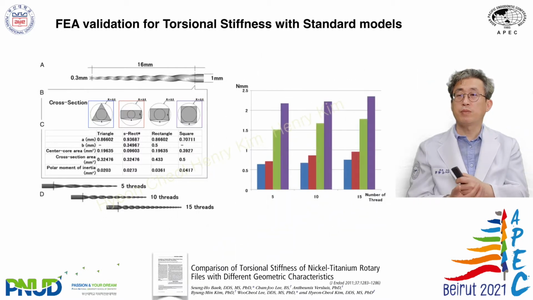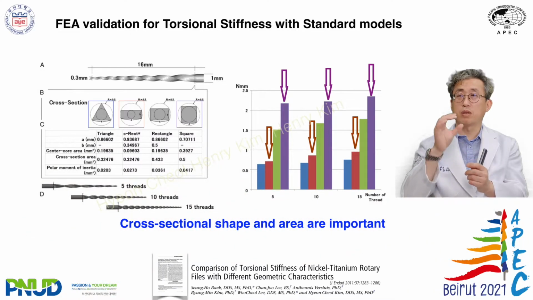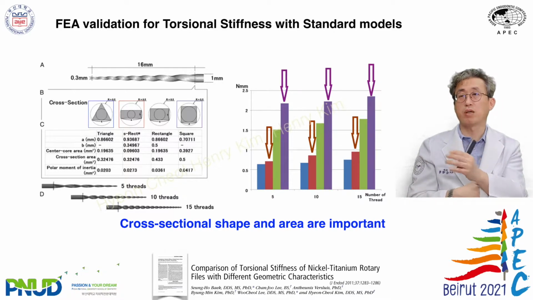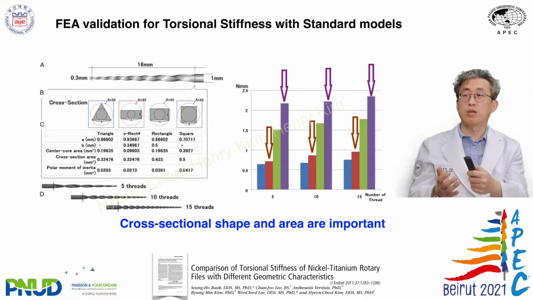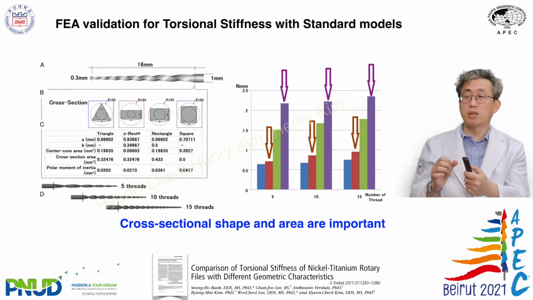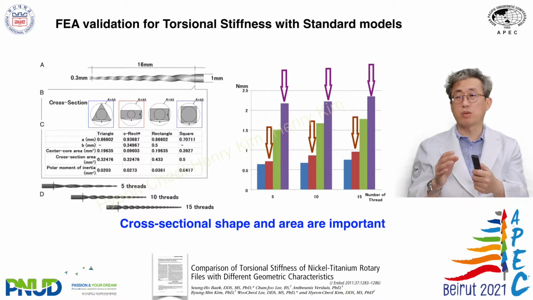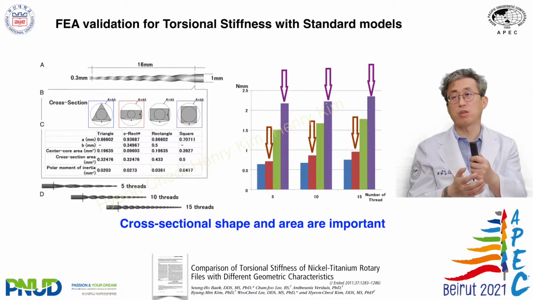In the result, although the second model, the slender rectangle one, has a smaller center core area, it has higher torsional stiffness and strength than the first triangle one. It says something. So we could conclude the center core area is not the main factor to decide the torsional resistance, but the shape or total area of the cross-section is the main factor to decide the torsional strength or torsional resistance of the instrument.